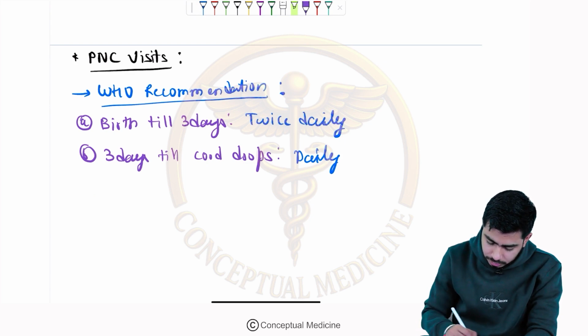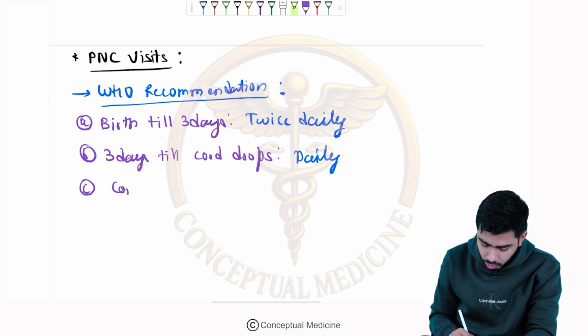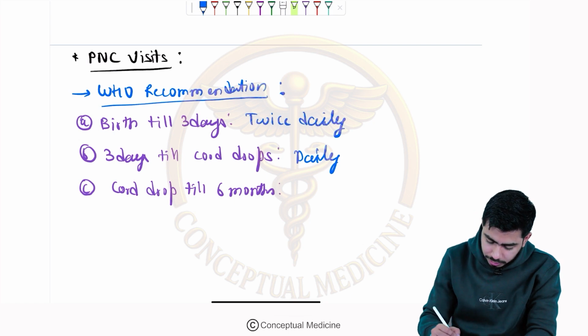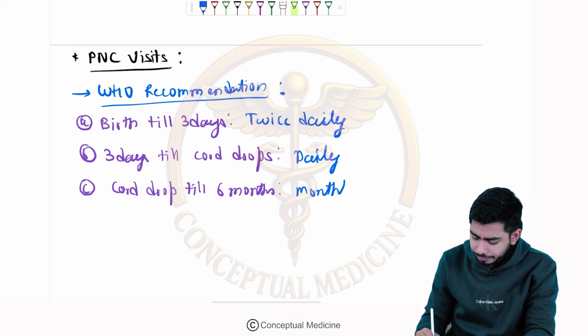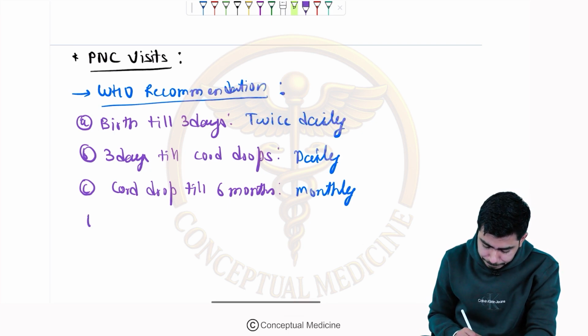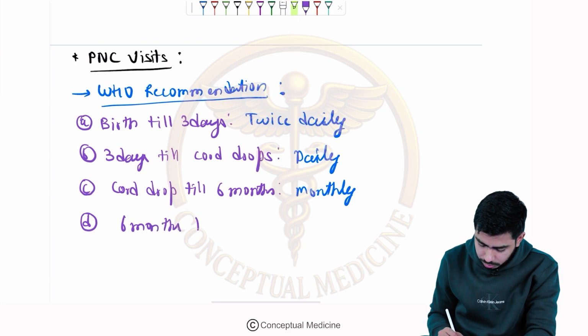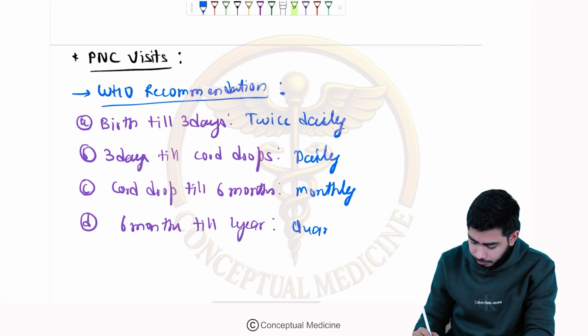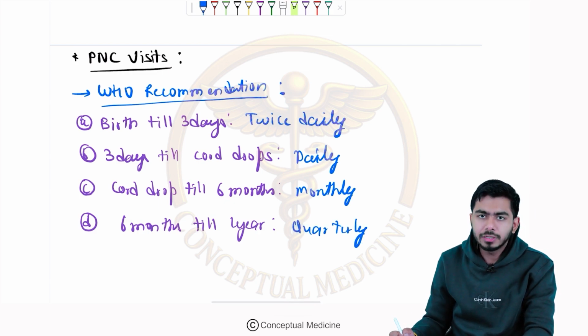Third one, from cord drop till 6 months, right? They are saying a monthly visit should be there, and from 6 months till 1 year, we are talking about quarterly visits, right? That is about that.